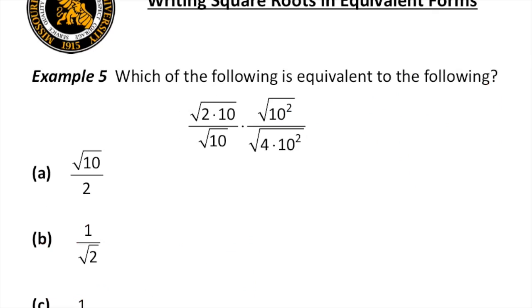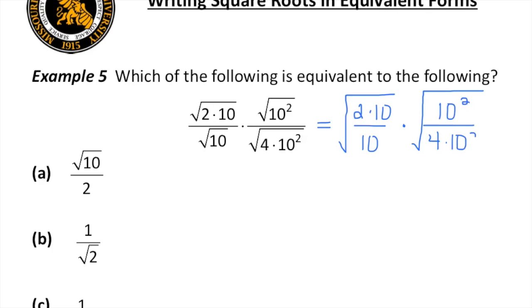In example 5, we're asked to determine the equivalent for a product of two fractions in which the numerators and denominators all have square roots. Considering the first fraction, since the numerator and denominator both involve a square root, we can write a single square root around the entire fraction. Then we're multiplying that to another fraction in which the numerator and denominator both have square roots. So again, we can write that second fraction as a single square root over the entire fraction. Now that we have a product of two square roots, this tells us we can take one very large square root and apply it around the entire product.